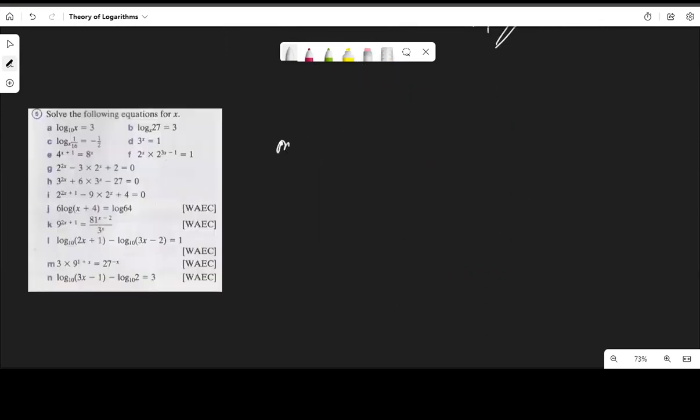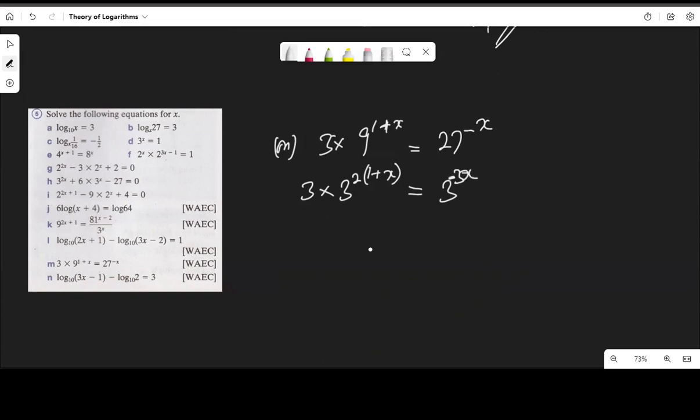Now question M, we have 3 multiplied by 9 to the power of 1 plus x equal to 27 to the power of negative x. This will give us, expressing this in index form, that is 3 squared, then multiply by 1 plus x equal to, expressing 27 in index form is 3 to the power of 3, multiplied by negative x is negative 3x. Before that, let me distribute these 2 here. So I'll have 3 to the power of 1 multiplied by 3 to the power of 2 plus 2x equal to 3 to the power of negative 3x.